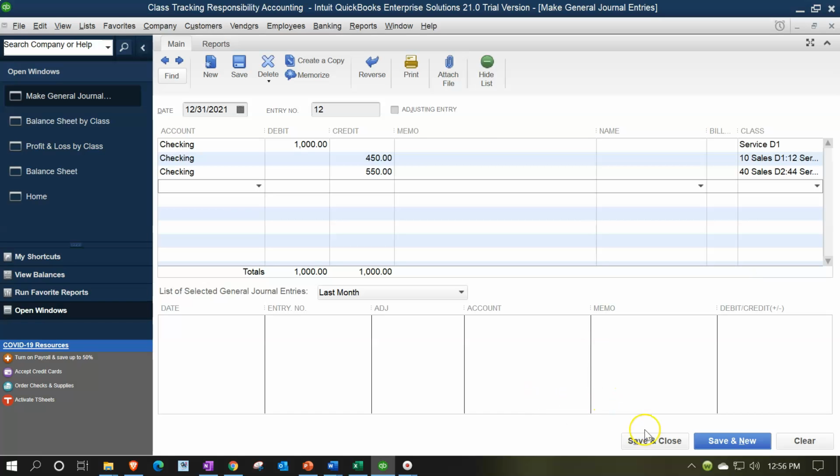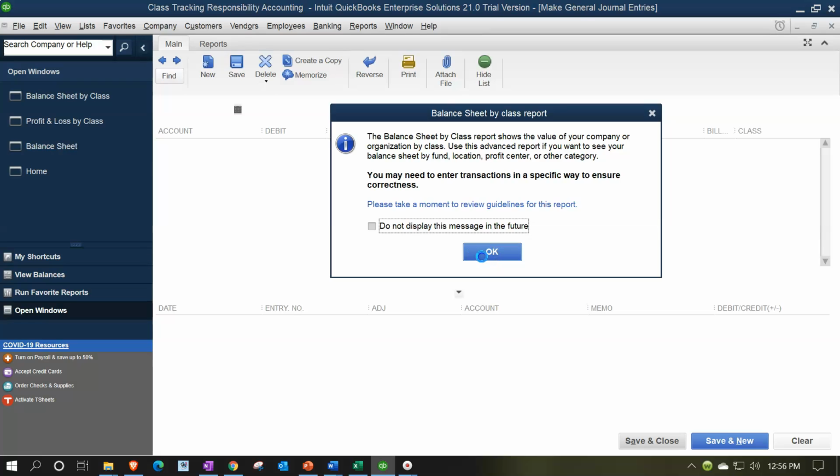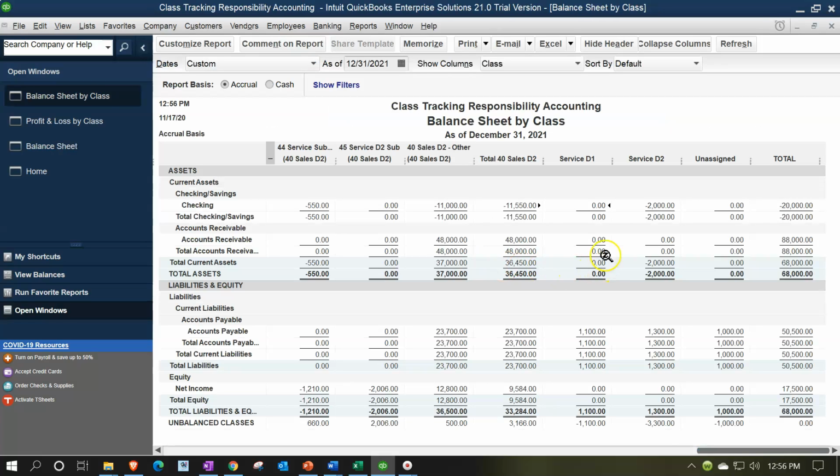So let's go ahead and save and close that and then check it out. Saving it, closing it, checking it out. So that now zeroes that out, and we've got our allocation to the sub accounts over here. Let's do the same now for the accounts payable.